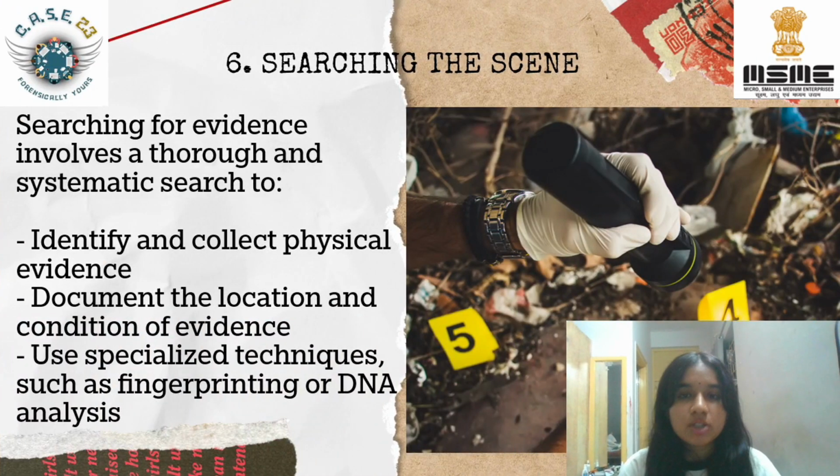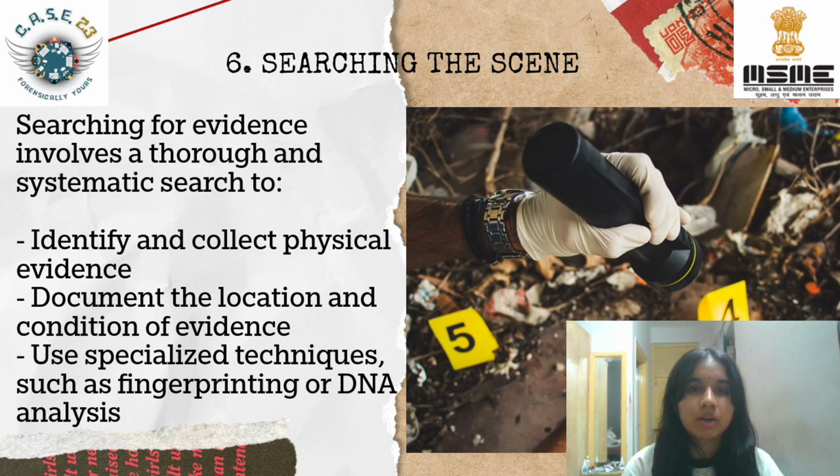Moving on to our next S of the crime scene, where we will talk about searching of the crime scene. Searching the crime scene simply means searching for evidence that has evidentiary value. This involves searching for evidence through a systematic procedure, identifying and collecting physical evidence, documenting the location and condition of the evidence, the exact state of the evidence at the present moment, and usage of specialized techniques such as DNA fingerprinting or DNA profiling, which can be followed out in this stage.